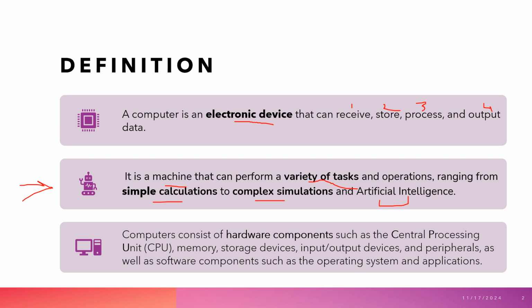Now, what is a computer made of? A computer consists of hardware components and software components. The hardware components can be the central processing unit, or the brain of the computer. It could be the memory, the storage devices or the input-output devices. And the software components are nothing but the operating system and the applications that run on our system.